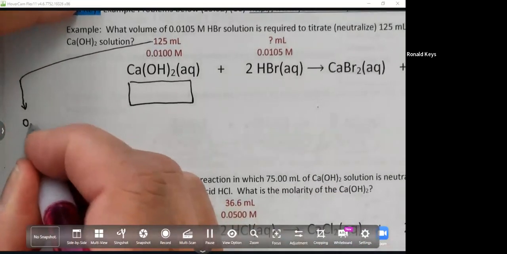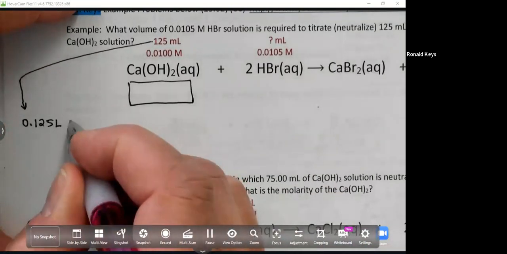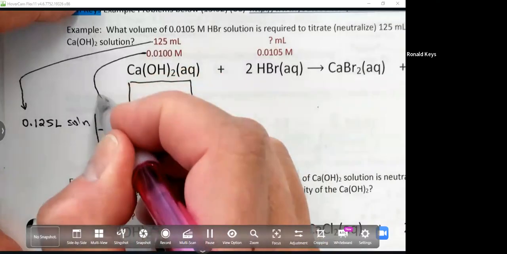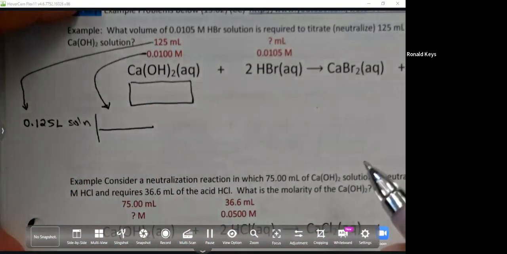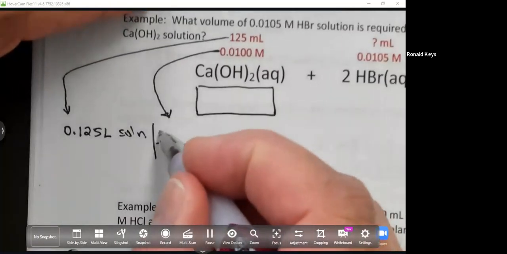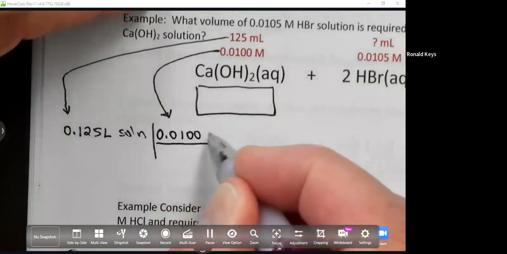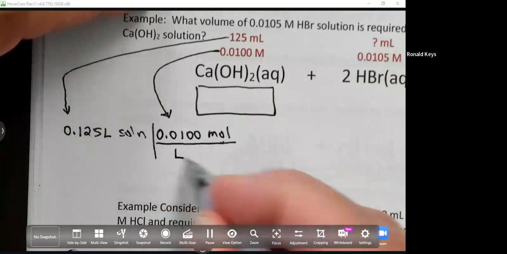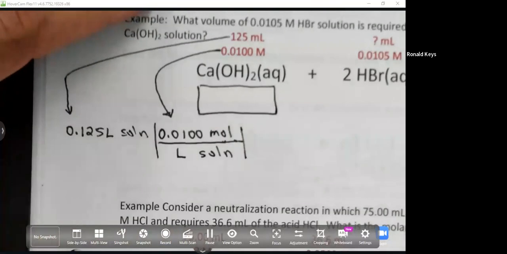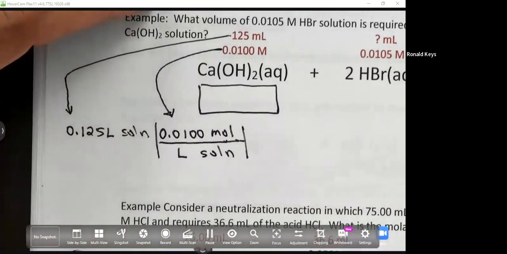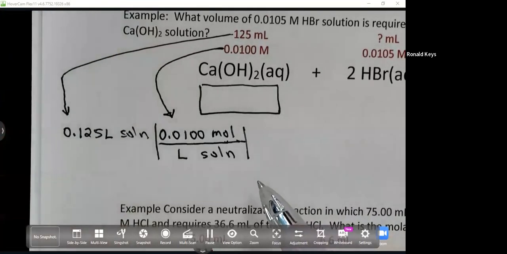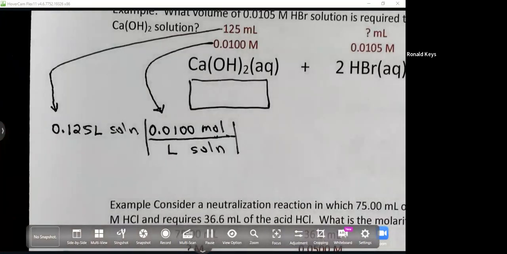125 milliliters, 0.125 liters of solution. We're going to bring our molarity down just as is. That is 0.0100 mole per liter of solution. And if we do that, we are going to get 0.00125 moles to start out.